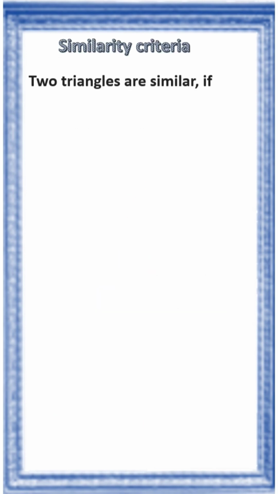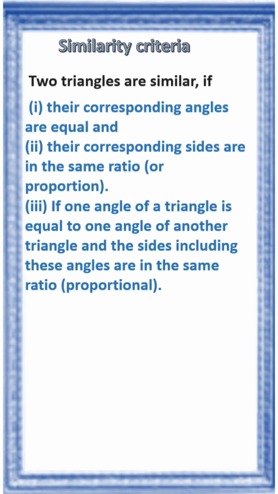Two triangles are similar if their corresponding angles are equal and their corresponding sides are in the same ratio, meaning they are proportional. If one angle of a triangle is equal to one angle of another triangle and the sides including these angles are in the same ratio, meaning proportional. Respectively, three theorems are there. Now let us learn them one by one.